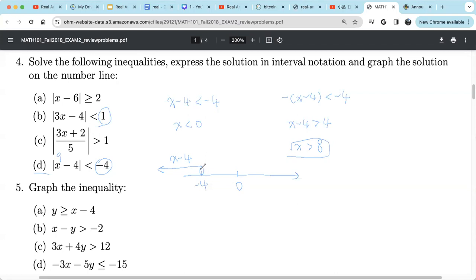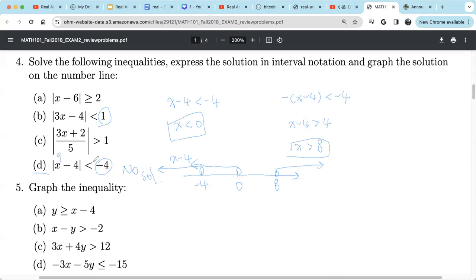So this is x less than negative 4, x less than 0. The first solution set is this guy, x less than 0. The second one is saying, let's say if this is 8, x greater than 8. The two solution sets have no intersection. There's no intersection for those two sets. So there's no solution. So this one, no solution, which is obvious.